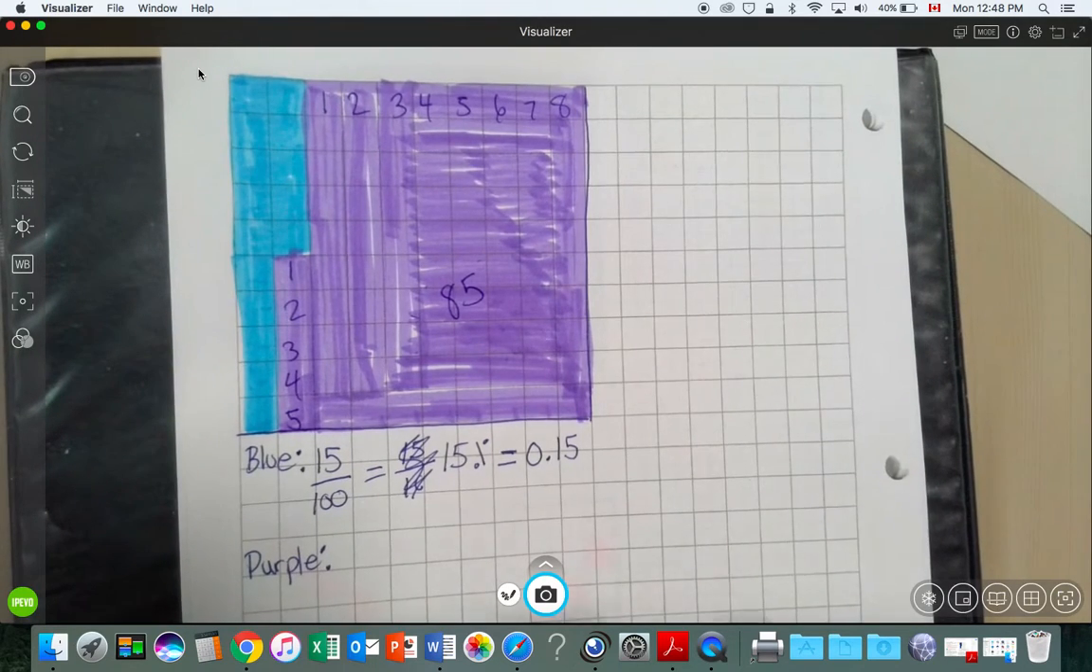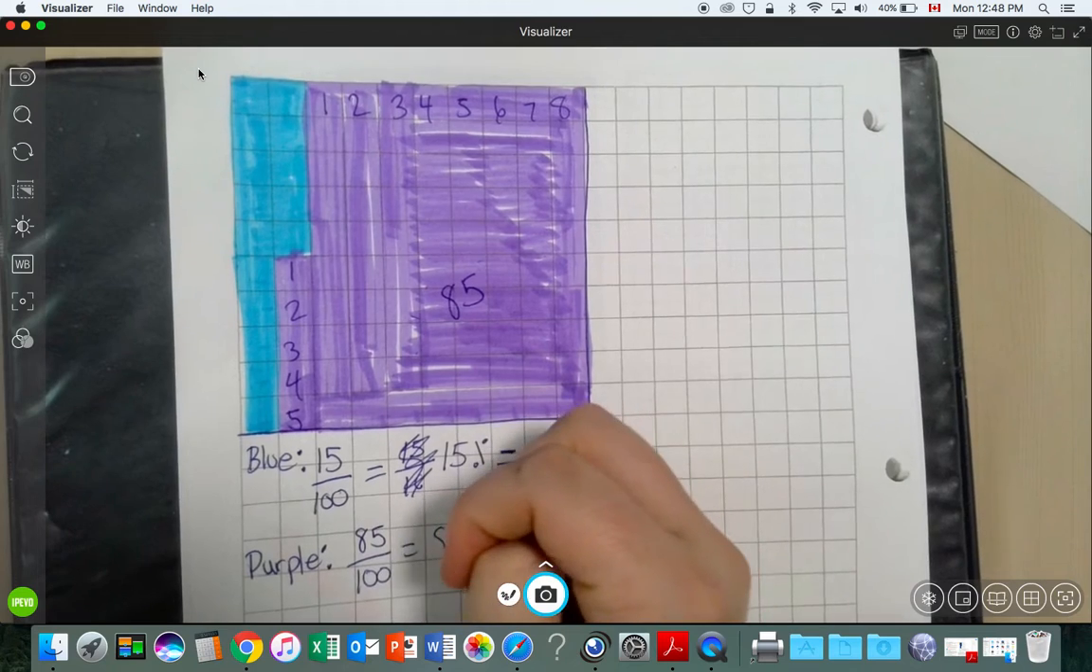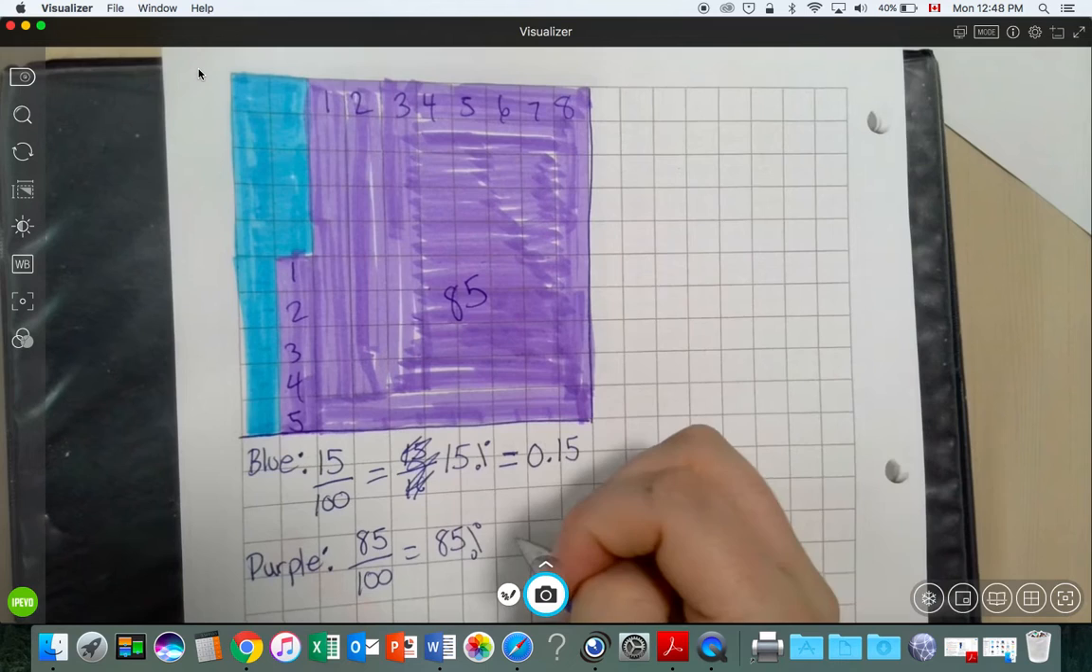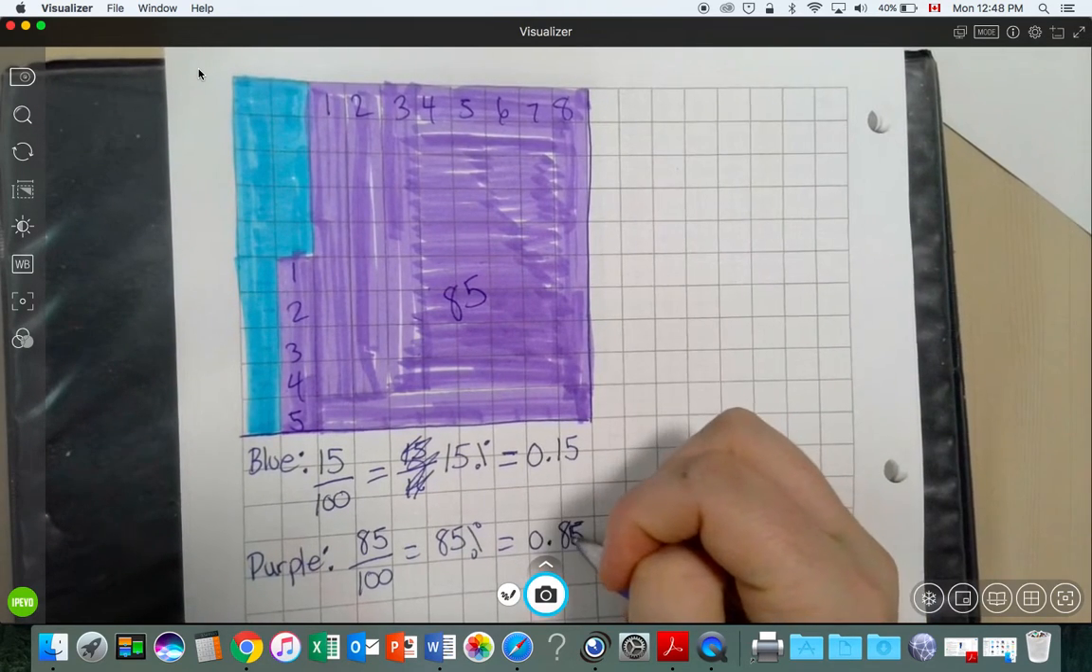So the purple portion is 85 over 100. So that would give us 85%. And then similarly, 0.85 for our decimal.